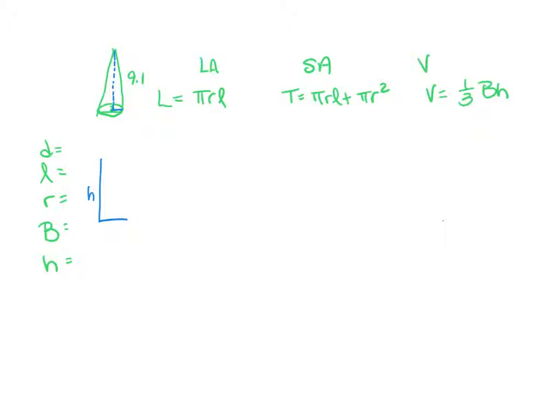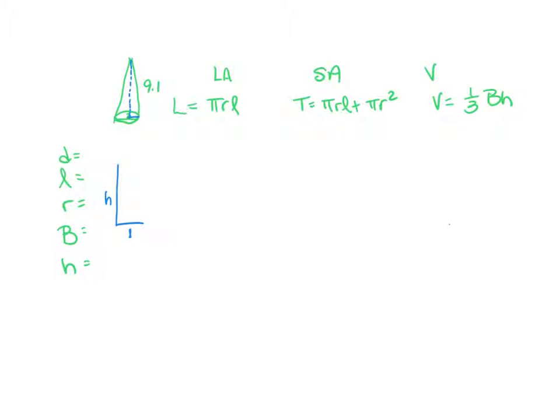And this piece here is 1 because it's half of the circle, and the circle is 2 across. On number 1 on your paper, the diameter is 2. So the bottom is 1, and this is 9.1. So we put h squared plus 1 squared equals 9.1 squared.